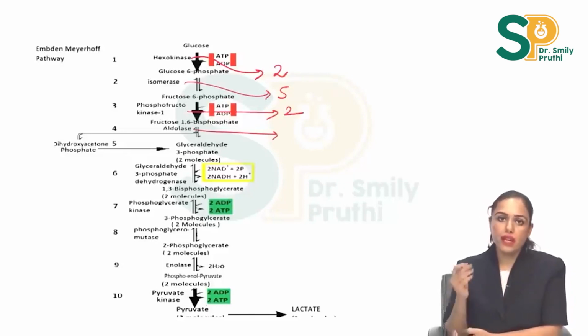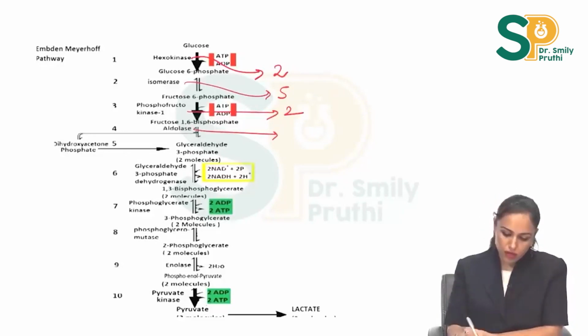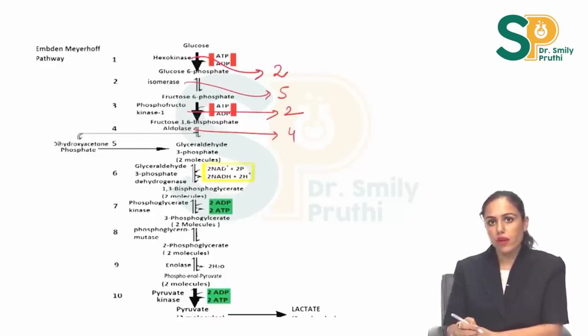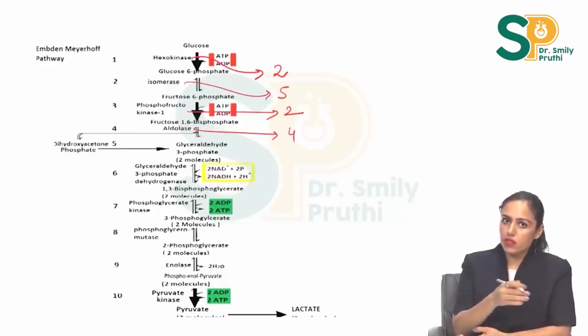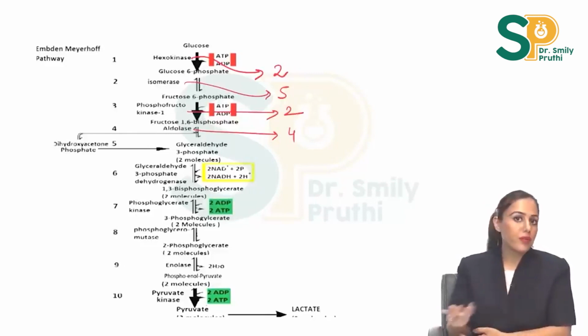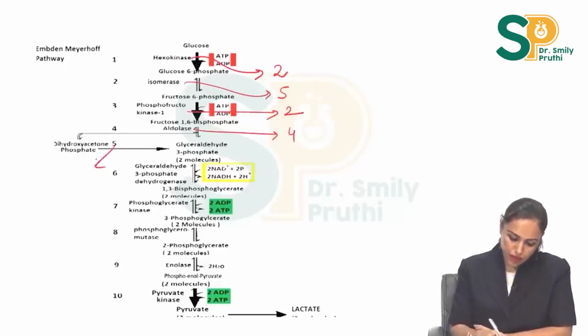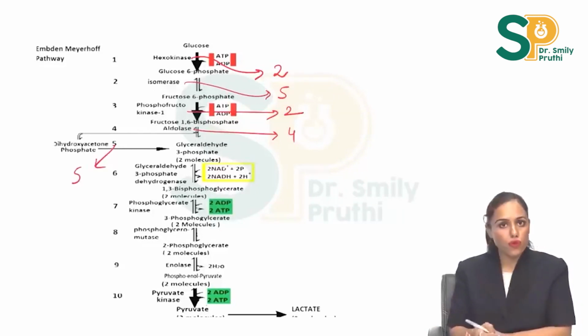Aldolase A, it is breaking the bond without using water. That's why EC number is 4, right? 4 is lyase, bond is made or broken, water and ATP not used. So aldolase A or aldolase B both are in EC number 4 category. Then 5th number enzyme is isomerase, so EC number is also 5.